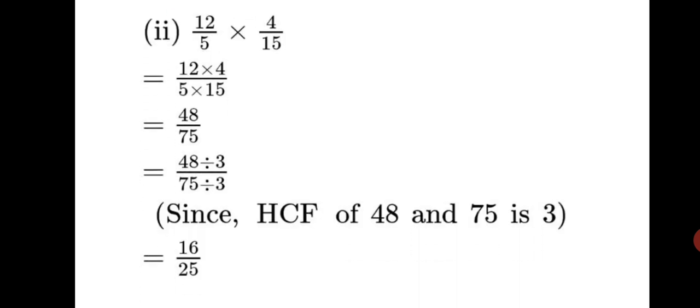Second sum, 12 upon 5 into 4 upon 15. 12 into 4 upon 5 into 15 is equal to 48 upon 75. Can we reduce it further? Yes, dividing by 3. Okay, so when you divide by 3, you get the answer 16 upon 25.